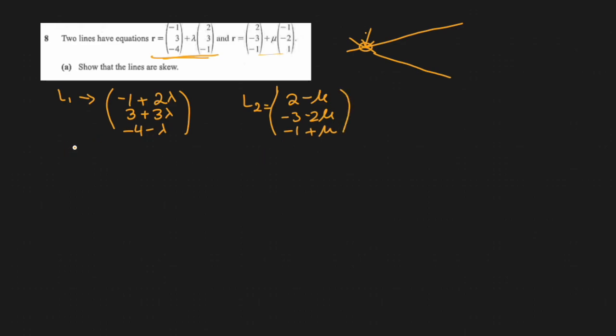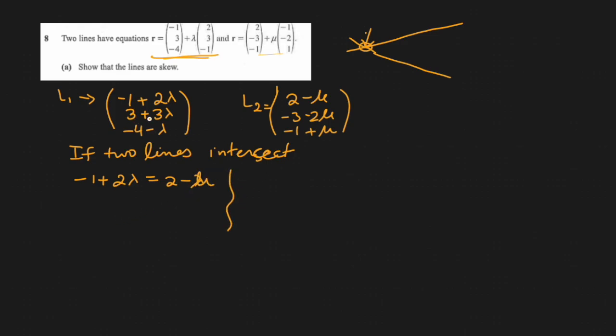Okay? So, if two lines intersect, their coordinates will be the same. The point of intersection coordinates will be the same. That is minus 1 plus 2 lambda has to be equal to 2 minus mu, or 3 plus 3 lambda has to be equal to minus 3 minus 2 mu. So let's rearrange this and bring mu to the other side. It becomes 2 lambda plus mu equal to 2 plus 1, 3.